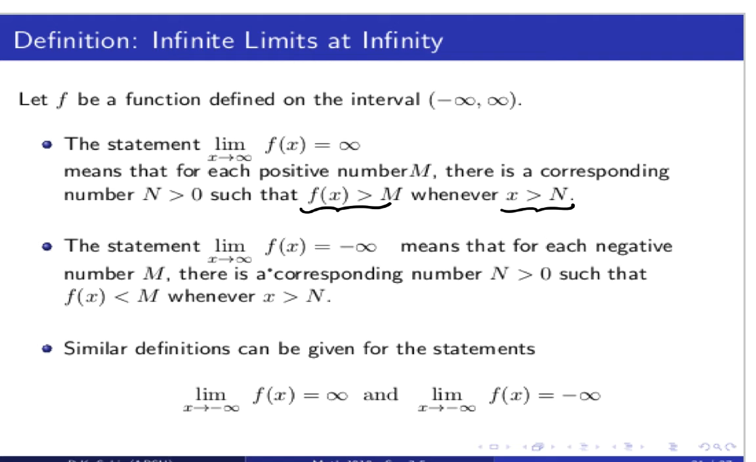On the other hand, the limit as x approaches infinity of f(x) is minus infinity if for each negative number m, there is a corresponding number n strictly greater than 0, such that f(x) is less than m whenever x is strictly greater than n.